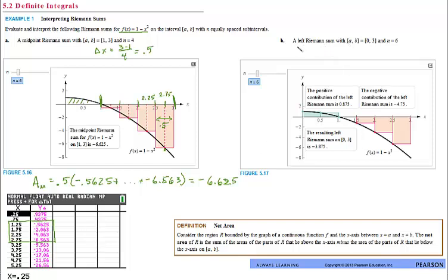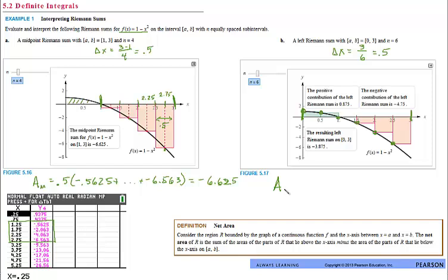In the B part, we're looking at a left Riemann sum from 0 to 3. So we're starting here at 0 and going to 3. They want me to partition it into 6. Delta x would then be 3 minus 0 over the 6. Once again, this would be 1/2, but I'm doing a left Riemann sum, so I'm going to need this point, this point, this point, this one, this one, and this one, and I would get those values. Notice that you're going to have a positive area here combined with a negative area here.